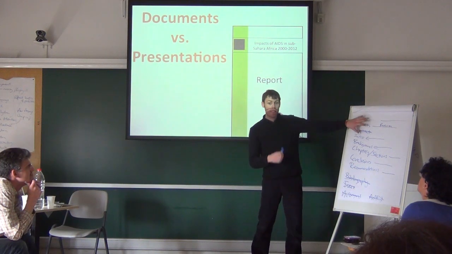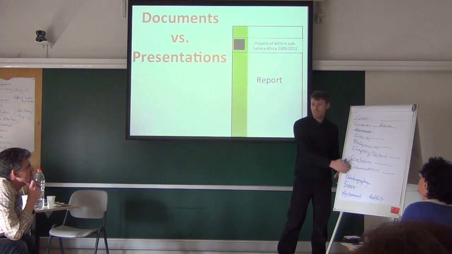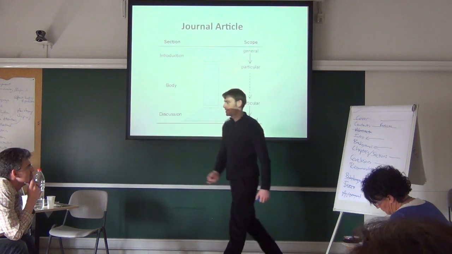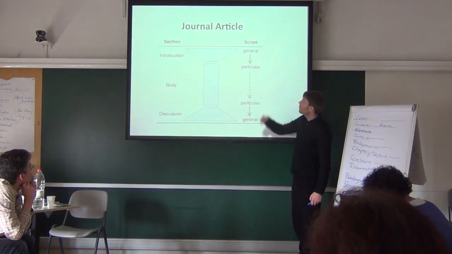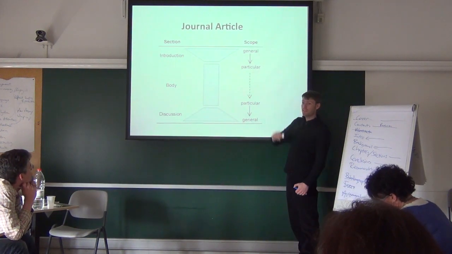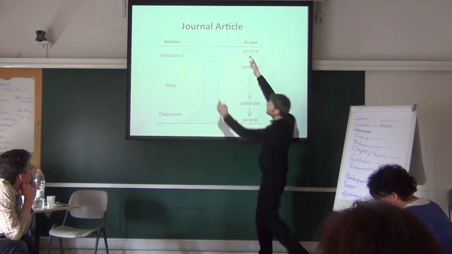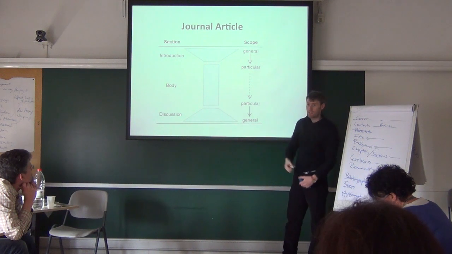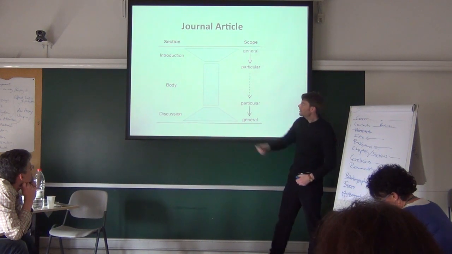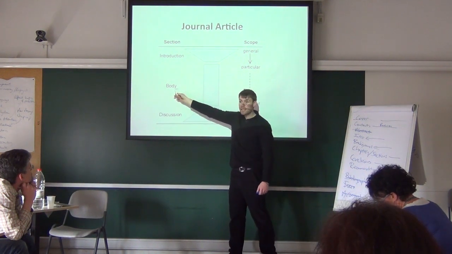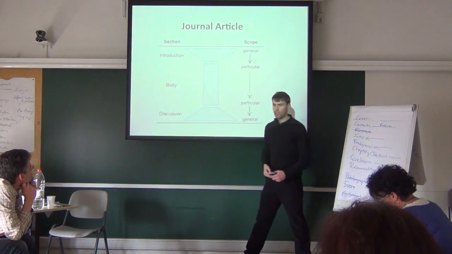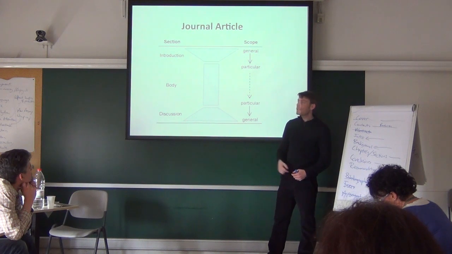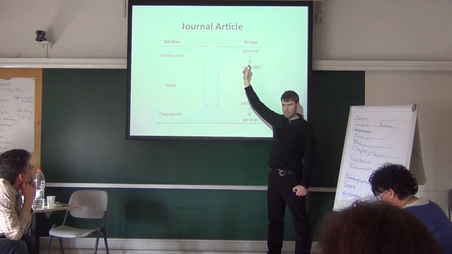Okay? But this is the problem. First outlining the problem is following this order. The order of an article, of a journal article, of a report is general to particular to general. The introduction, then you have the body, which is the chapters, and then you have the discussion of an article, of a text.